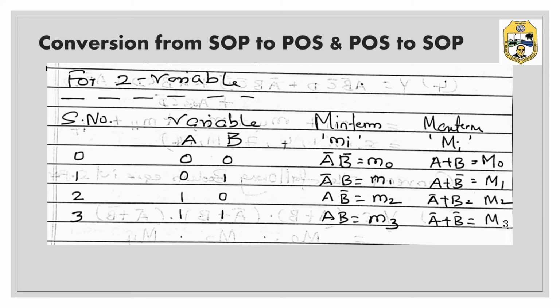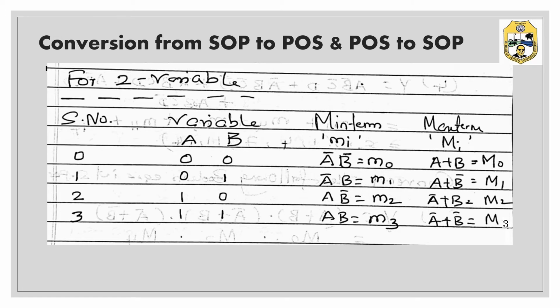SOP means sum of product and POS means product of sum. So how this can be done, we will see now. For two variables, for example A and B, what is the truth table? 0 0, 0 1, 1 0, 1 1. 0 0 indicates the value 0, 0 1 indicates 1, 1 0 indicates 2, and 1 1 indicates 3.